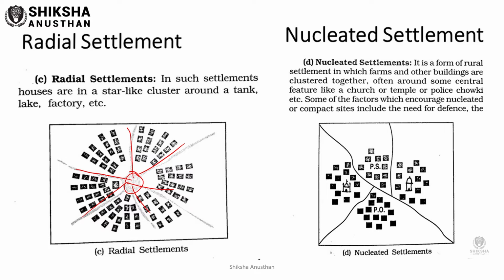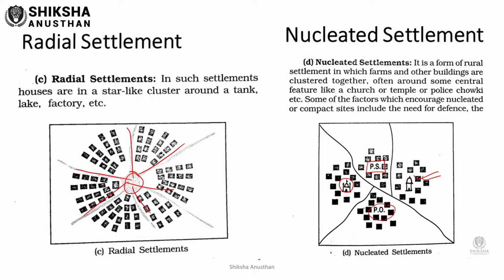Then nuclear settlements. Nuclear settlement is a form of rural settlement in which farms and other buildings are clustered together, often around some central feature like a church, temple, or police chowki, etc. Here you can see the police chowki is written as PS, small. This is a mosque. This is a police office. This is a temple, and so on.